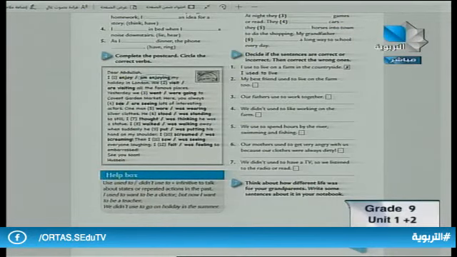So we have to choose see, not are seeing. And of course, see is a stative verb, so we don't use it with the ing form. Good. See lots of interesting actors.